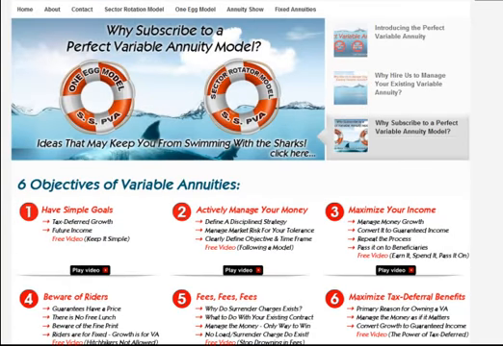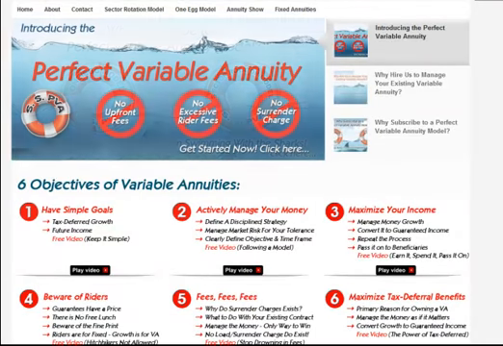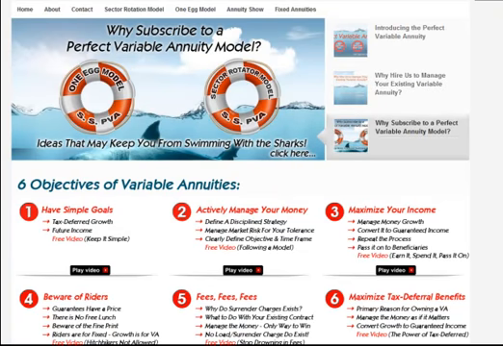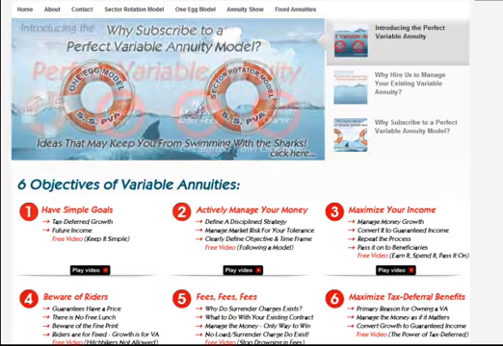And so we launched the Perfect Variable Annuity model and website so that you have the opportunity to really understand how to maximize the benefits of a variable annuity and how to use them for you. And one thing you have to avoid is the sizzle of the 5%, the 6%. Oh, you're guaranteed to get this no matter what the market does. Only if you convert it to income. What the market does matters.